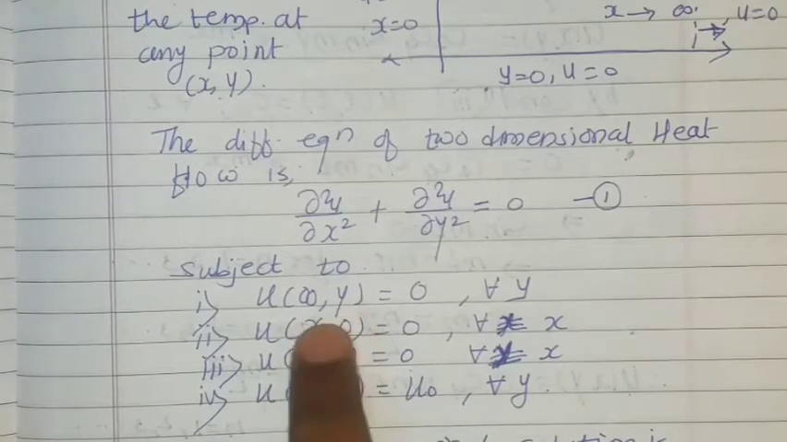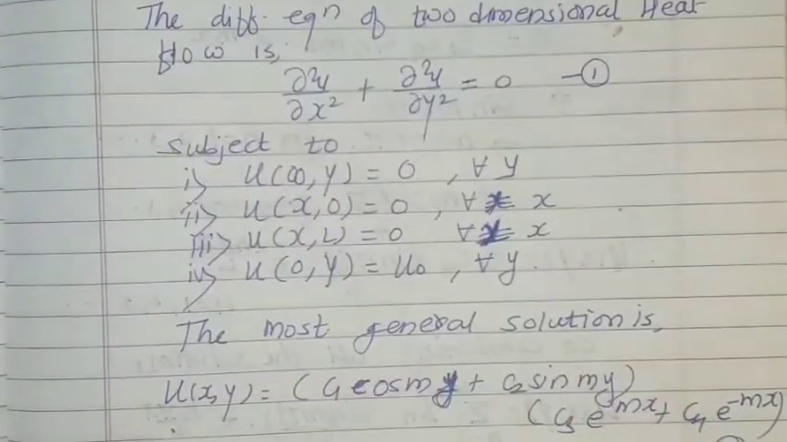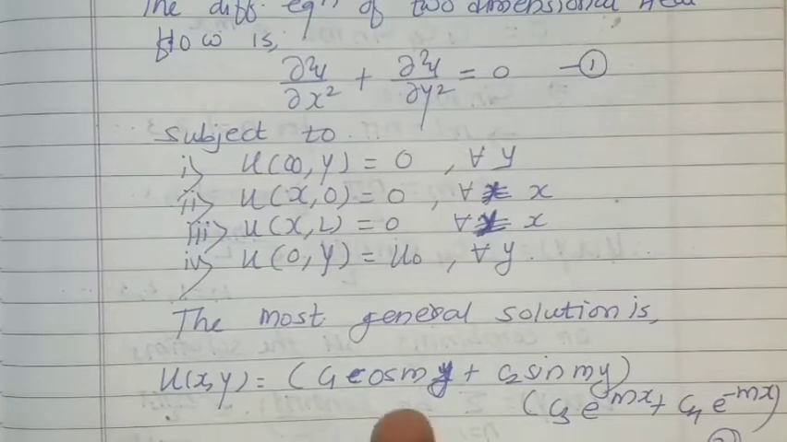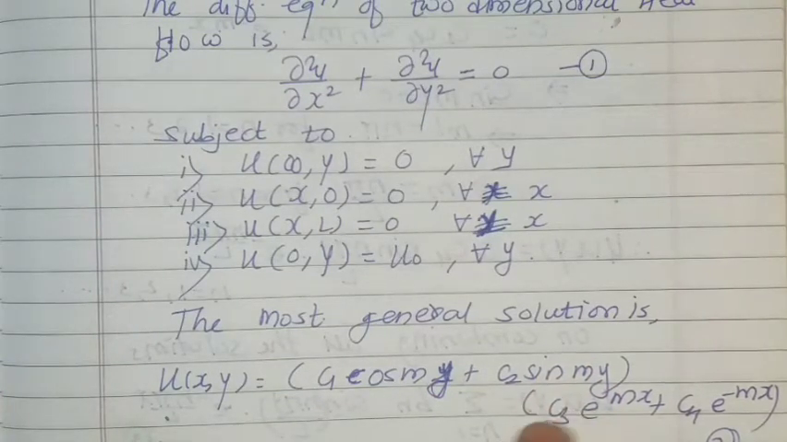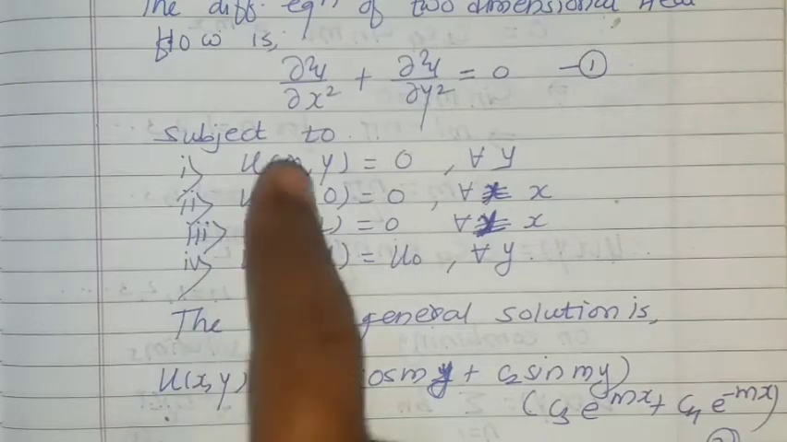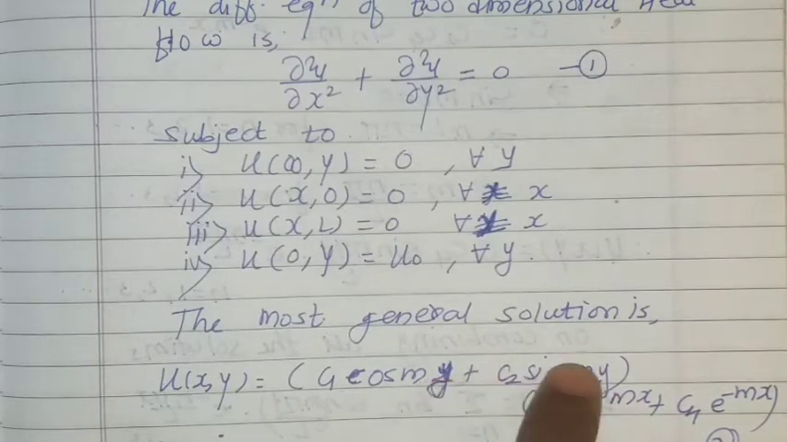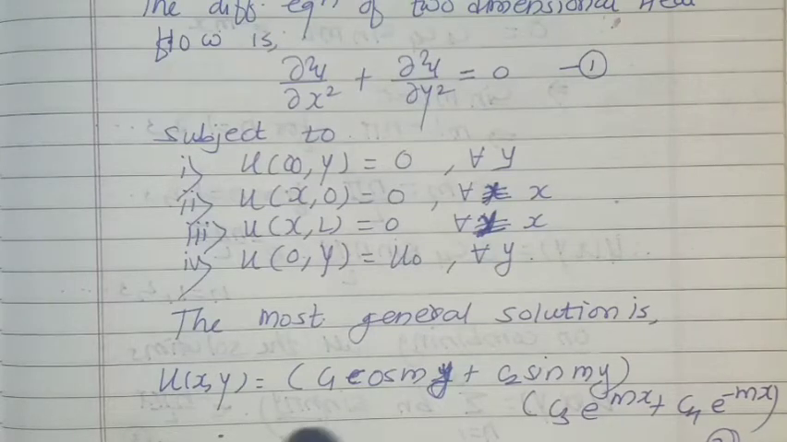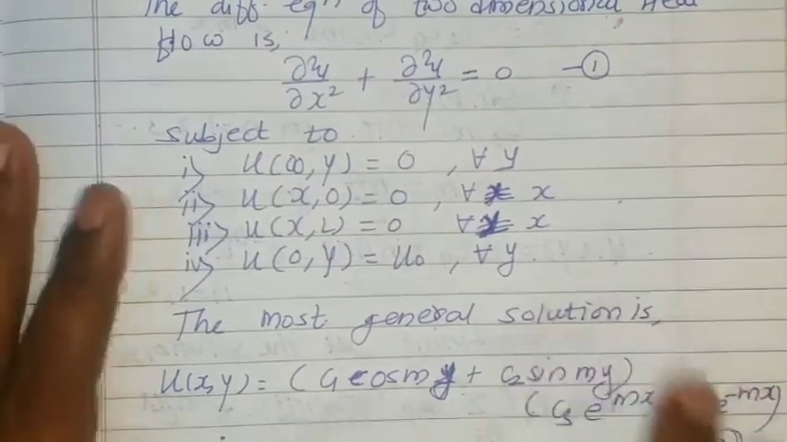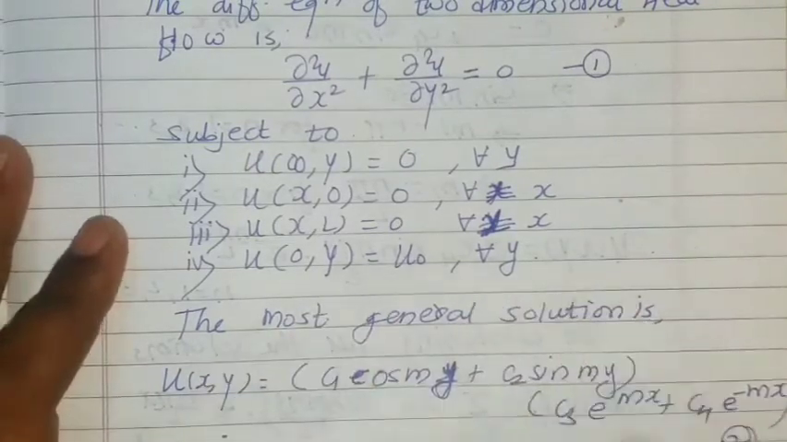Now here x is tending to infinity, so for this case the most general solution is of the type u of x comma y equal to (c1 cos my plus c2 sin my) times (c3 e raised to mx plus c4 e raised to minus mx). In the previously discussed problem y was infinity, and in that case x was in the first bracket; here the variable y is in the first bracket and x in the second. Only that change we have. The similar process we are going to apply, only the variables change, because of which the calculation changes.